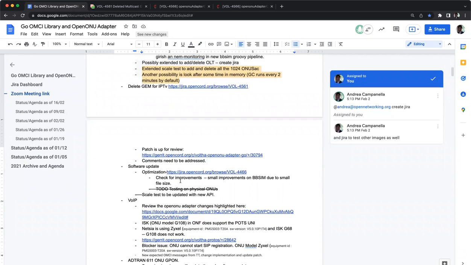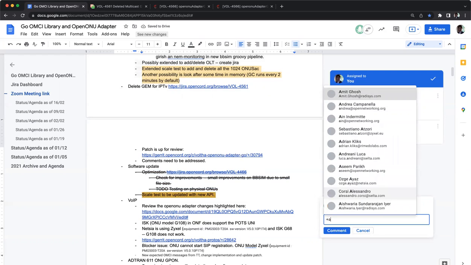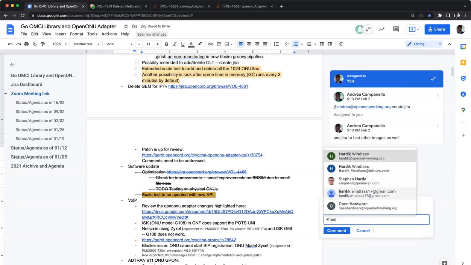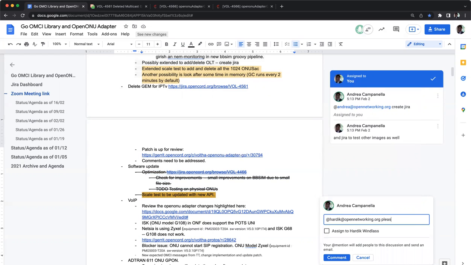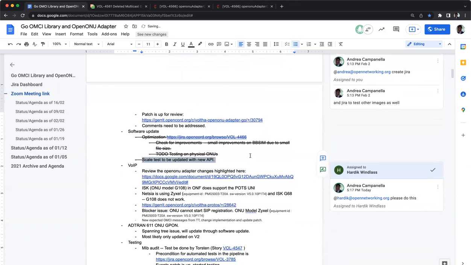So on the software update, the only remaining thing is the scale test to be updated with the new API. Hardik needs to do that. I think he has it in his to-do list, but let me remind him of that. So that's done.